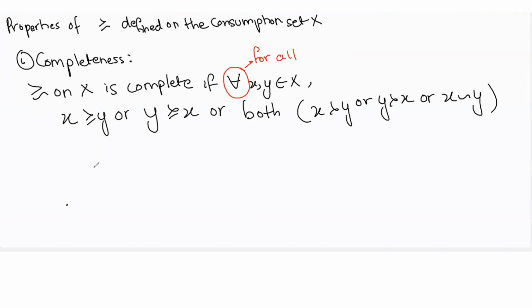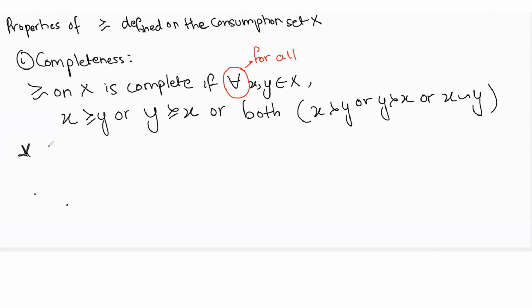So complete means the preferred or indifferent relation on X is complete if for all X and Y that belong to X, either X is preferred or indifferent to Y, or Y is preferred or indifferent to X, or both. If you just have X preferred or indifferent to Y, then that means X is strictly preferred to Y. If you just have Y preferred or indifferent to X, then Y is strictly preferred to X. If you have both, then X is indifferent to Y. So either X is strictly preferred to Y, Y is strictly preferred to X, or indifferent between. This is what we mean when we say the preferred or indifferent relation on X is complete.